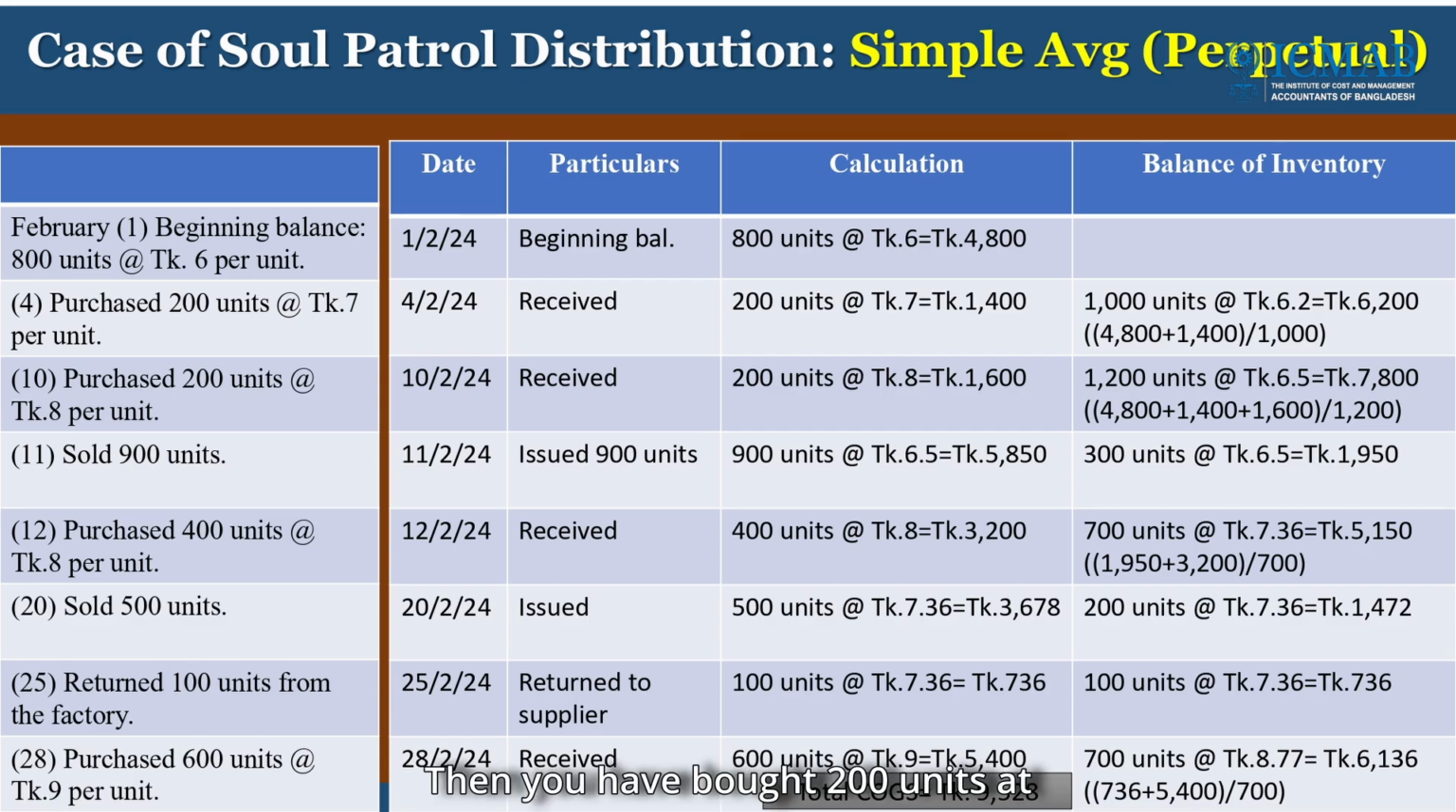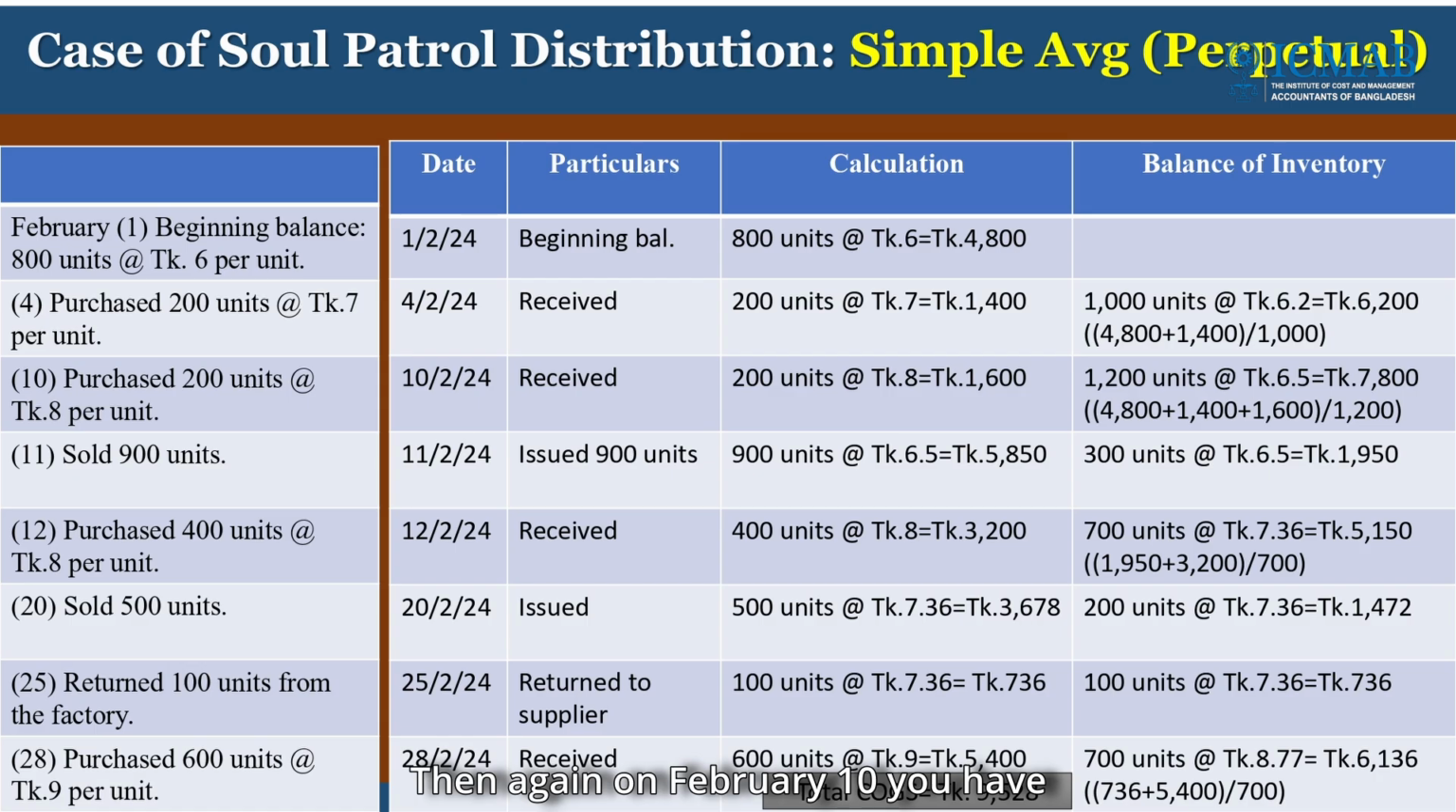Then you have bought 200 units at taka 7 on February 4th. So after this purchase, your ending inventory consists of 800 at taka 6 and 200 at taka 7. That means total inventory is 1000 and total cost is 6200. So you have to divide this 6200 by 1000 units, and you will get the value of each inventory, which is 6.2. So the value of ending inventory should be 1000 at 6.2, that means total 6200.